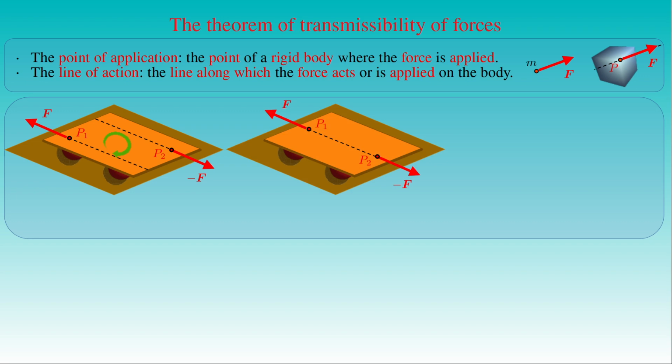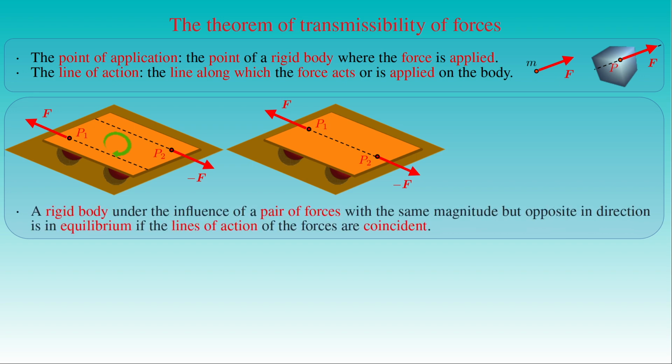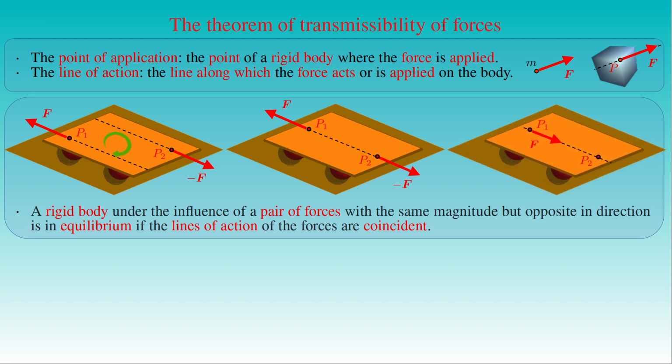The findings in this example can be formulated as follows. A rigid body under the influence of a pair of forces with the same magnitude but opposite in direction is in equilibrium if the lines of action of the forces are coincident. Then the pair of forces has no net effect on the body. Let us suppose that the force F is applied on the body at the point P1. We can also apply the pair of forces F and minus F at any point P2 on the line of action of the force F exerted at the point P1. Based on our statement, the force F applied at the point P1 and the force minus F applied at the point P2 do not have any net effect of the body, and they can be neglected.